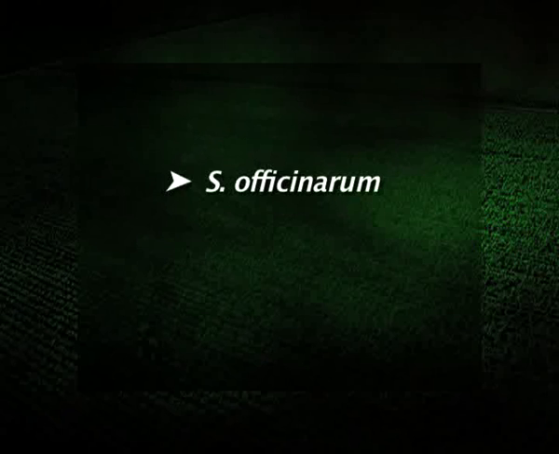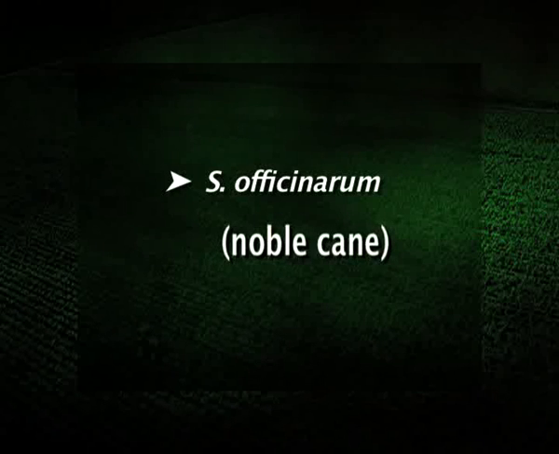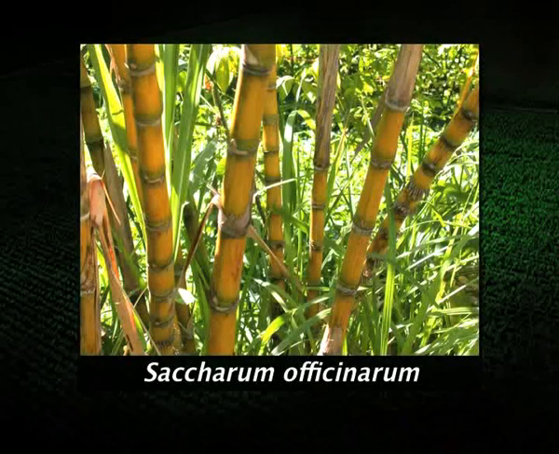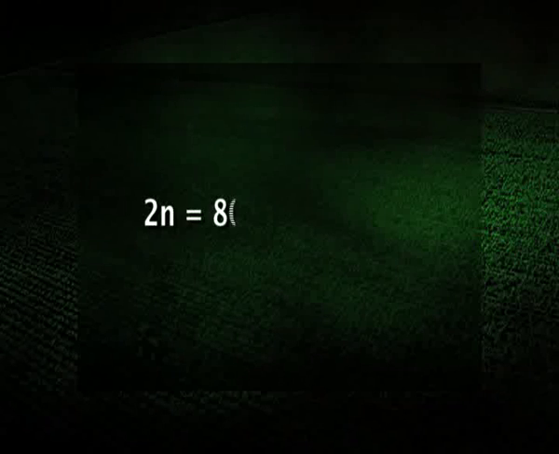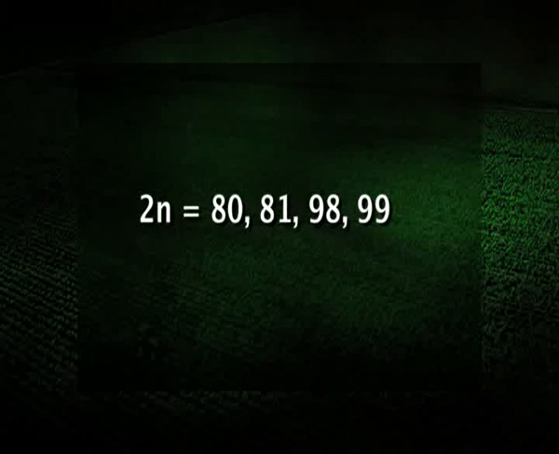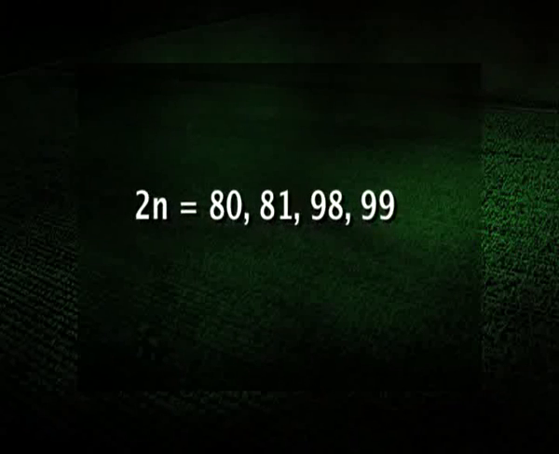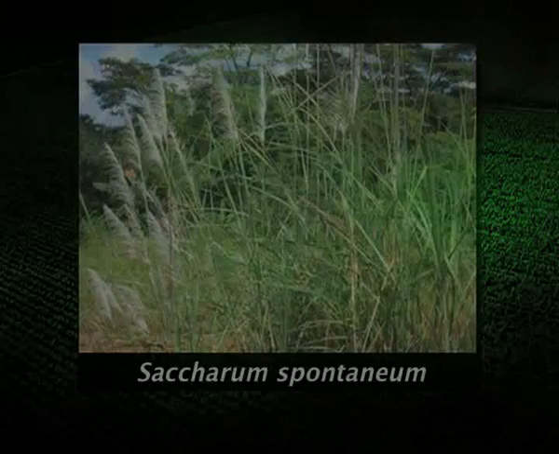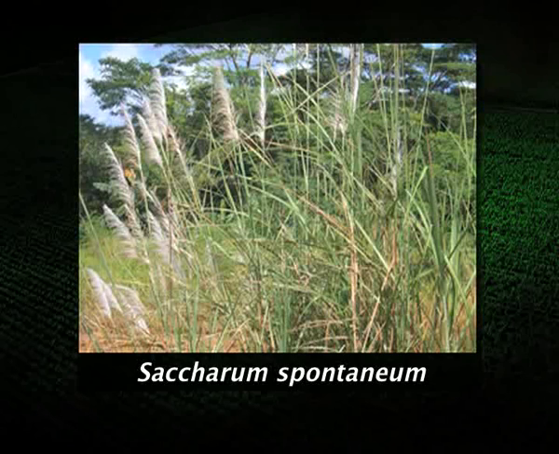Saccharum officinarum, also called noble cane. This species is derived from Saccharum robustum. It is soft, thick-stemmed, large-barreled, with low fiber and high sucrose content. Diploid chromosome number 2n equal to 80, but in some varieties it is 81, 98 and 99. Saccharum spontaneum. This species is smaller, highly polymorphic, disease-resistant and highly vigorous, having diploid chromosome number 40 to 128.